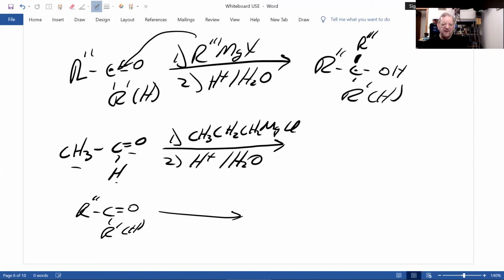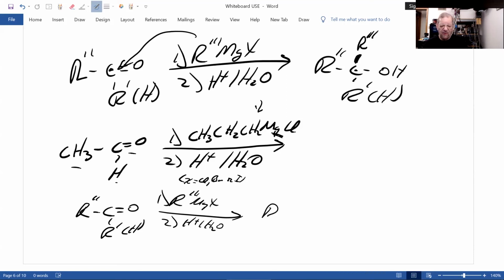What do I have up here? Ooh, a Grignard. Magnesium chloride on a carbon. Remember, X can be chlorine, bromine, or iodine. Second step, acid and water. Or if I put the water first and acid second, same thing.